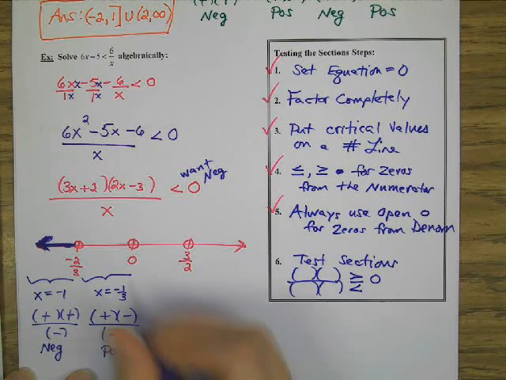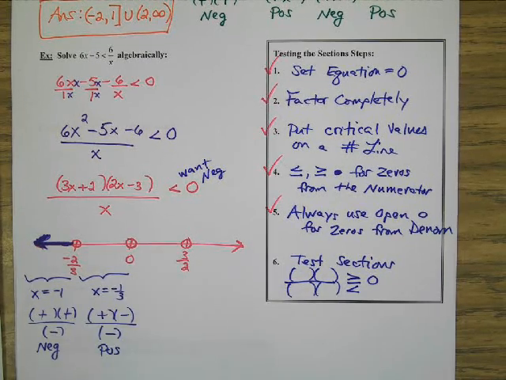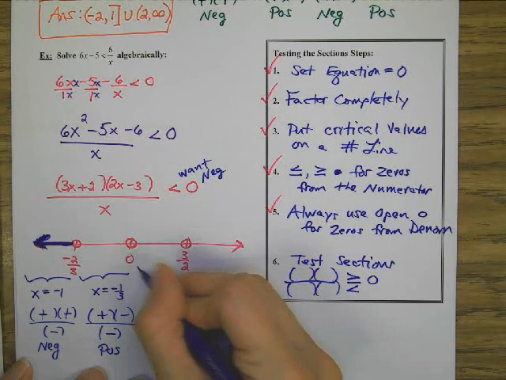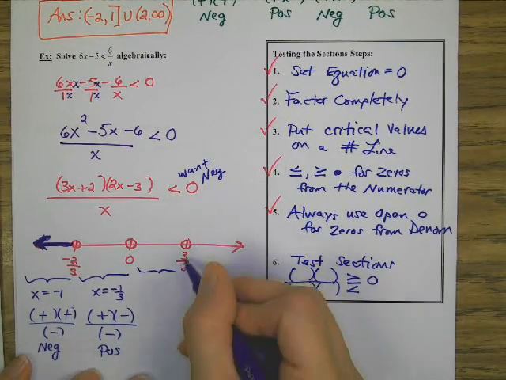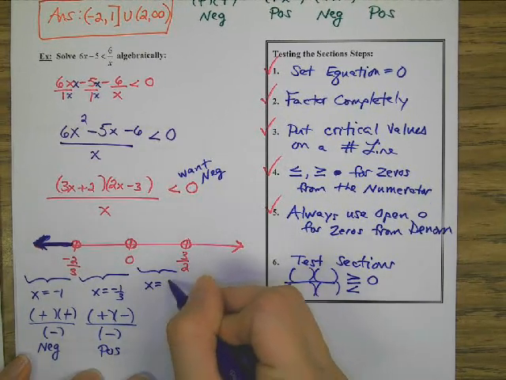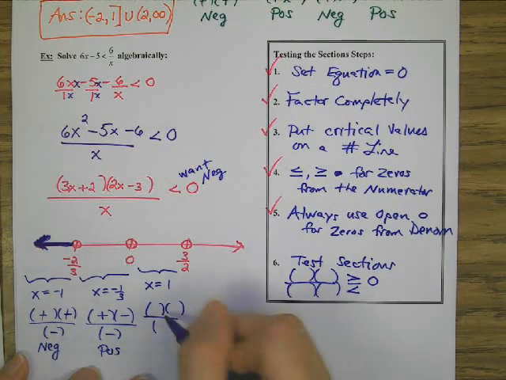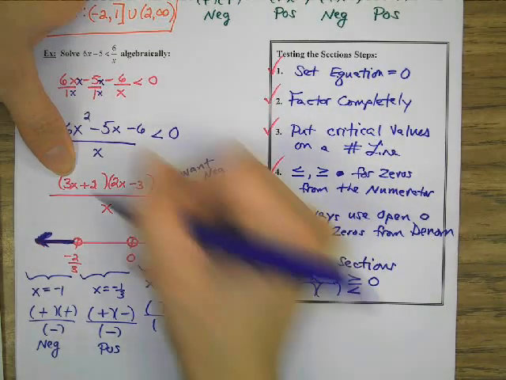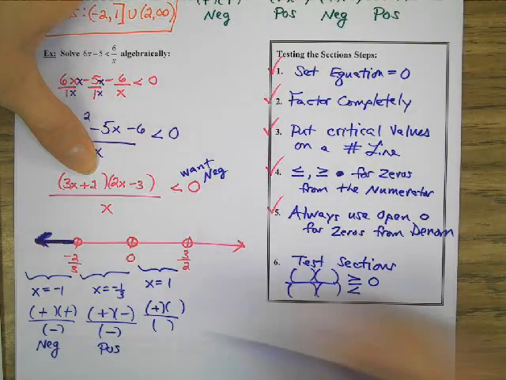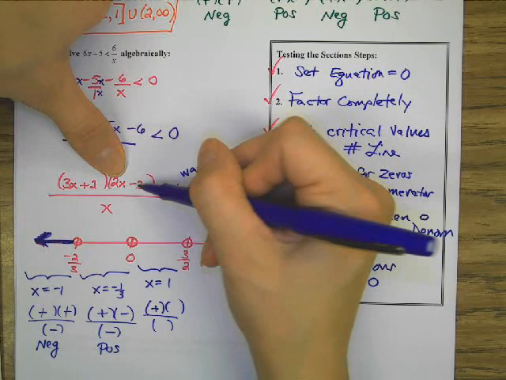Section number 3, this is 1.5, so I'll try the number 1. Okay, and this is the work that I want to see. You could put numbers or just plus and minus signs if you want. 3 plus 2 more is going to be positive. 2 minus 3 is just going to be negative, and that is what we wanted. So let's go ahead and color that one in.